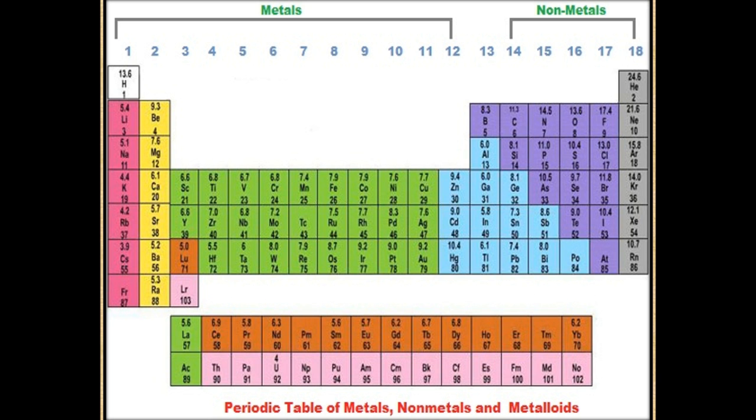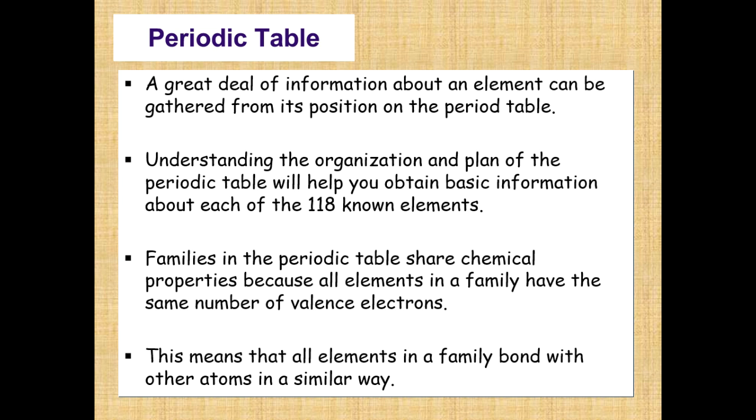Now we will go to the periodic table. You can see all the elements are distributed in the periodic table according to its structure. On the left side, almost 75% of the periodic table is occupied by the metals, and the non-metals are on the right-hand side. We will go through the metals and non-metals in detail in the coming slides.